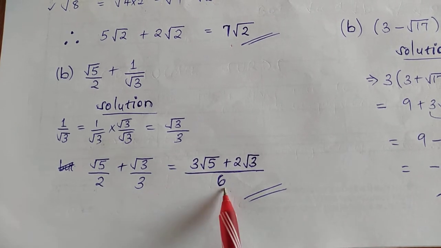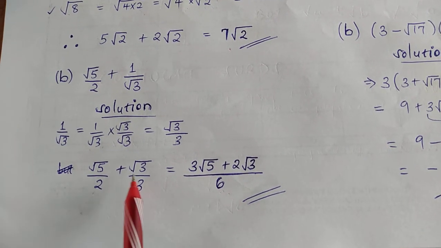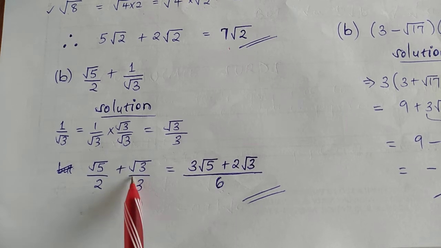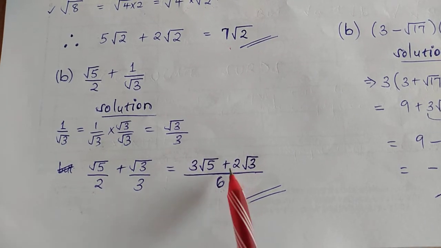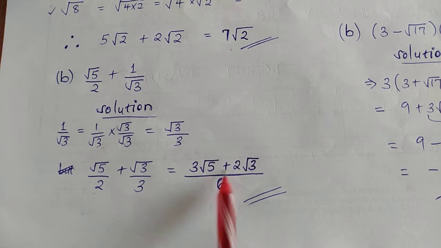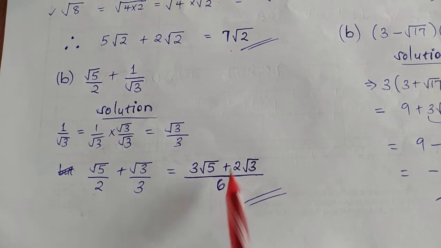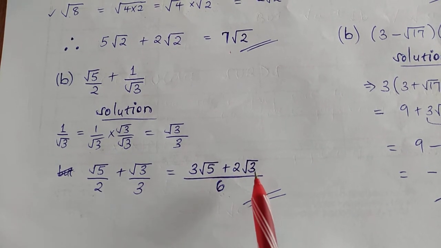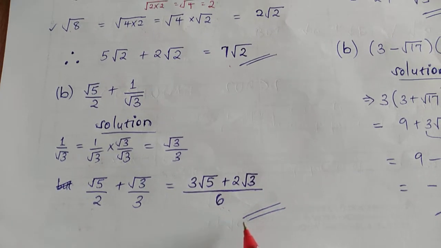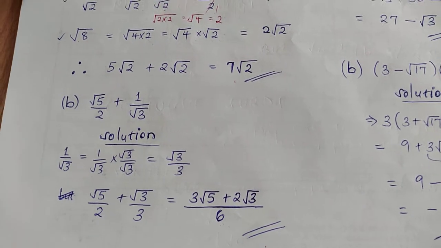Then 3 goes into 6 how many times? 2 times. So the 2 multiplied by root 3 gives us 2 root 3. It's addition. So 3 root 5 plus 2 root 3 over 6. That is the final answer.